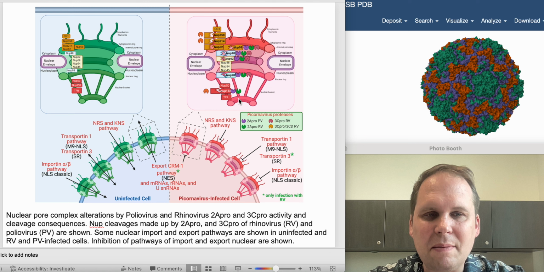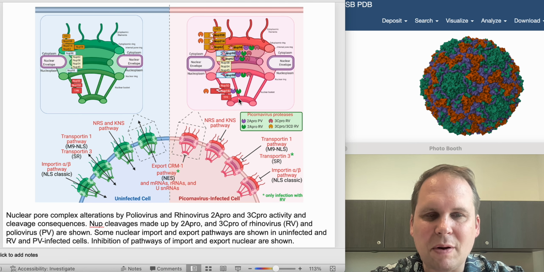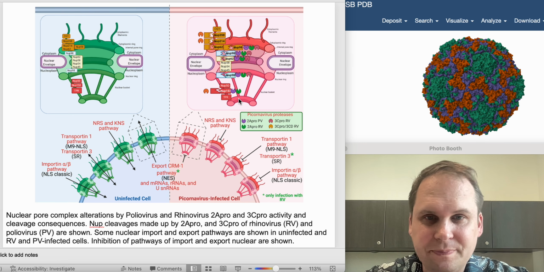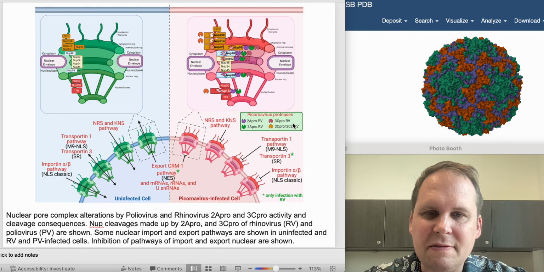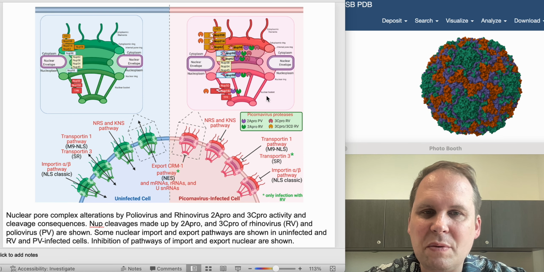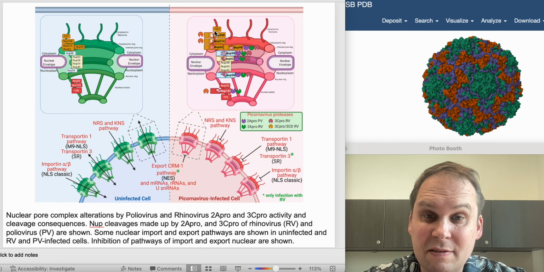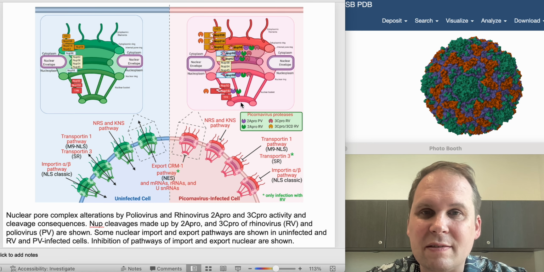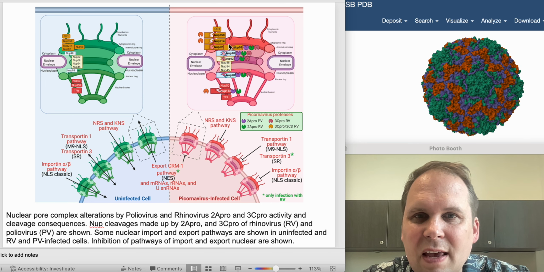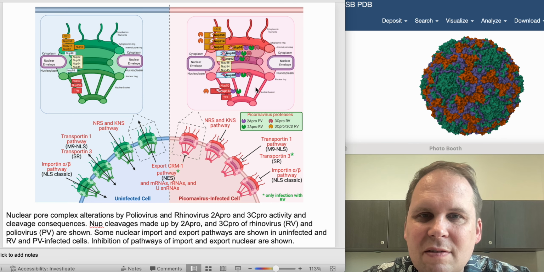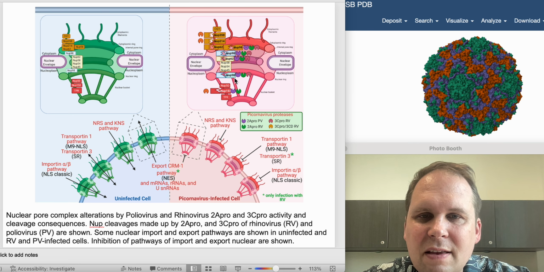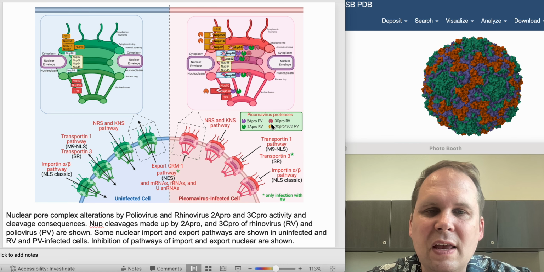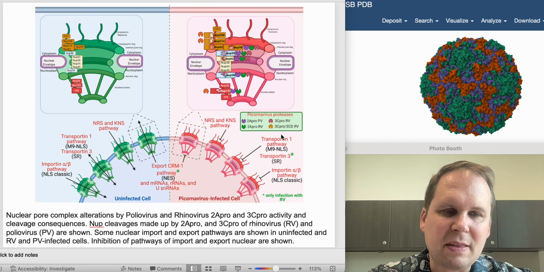So once the picornavirus polyprotein starts being translated, we're going to make some 2A, we're going to make some 3C, and then, at least for rhinovirus, the 3C and 2A are going to come in here and just wreck the place. They're going to cleave numerous nuclear pore proteins. So we got cleavage of NUP 358, NUP 214, NUP 62, and NUP 98. And then you get some of those same ones over here. Also cleavage of NUP 153.